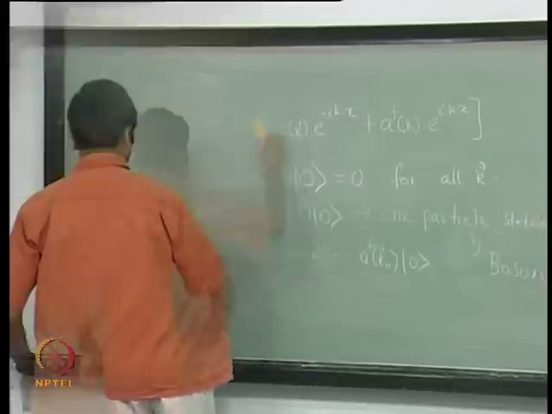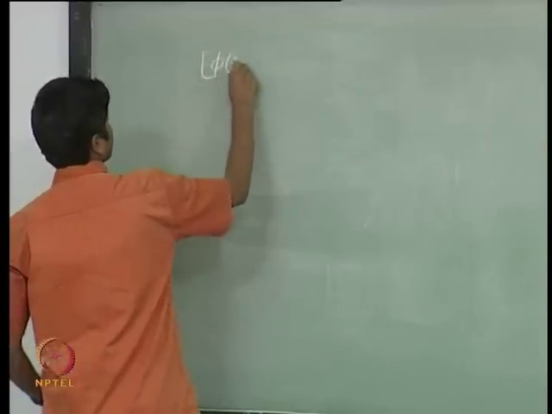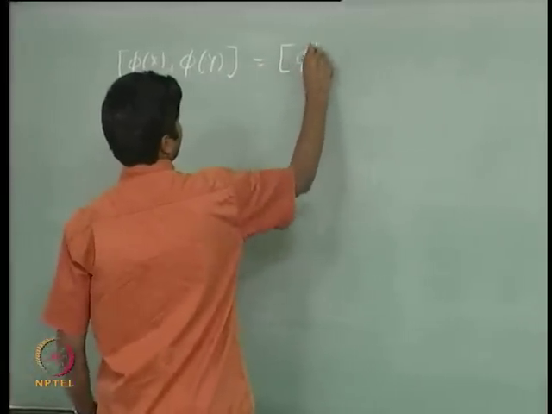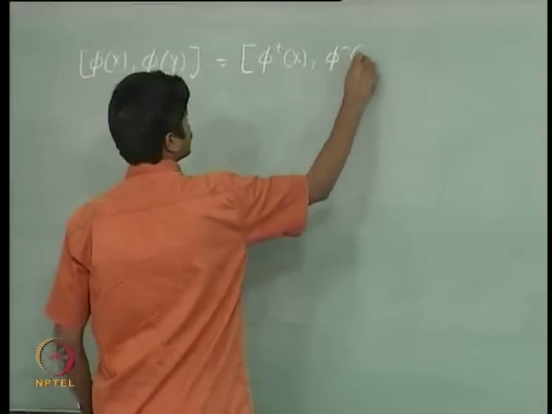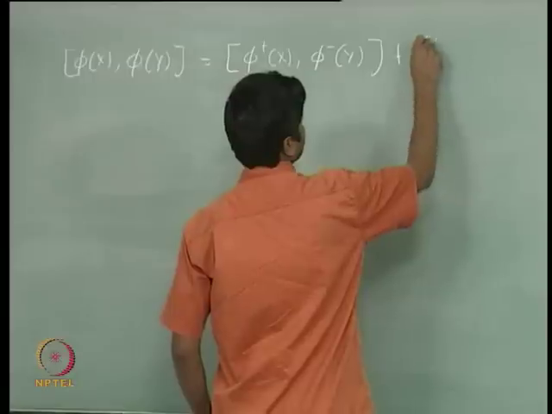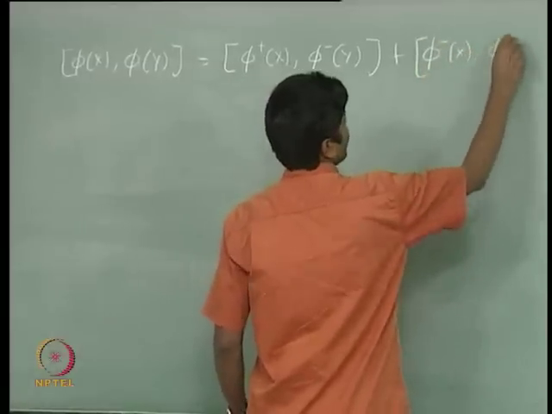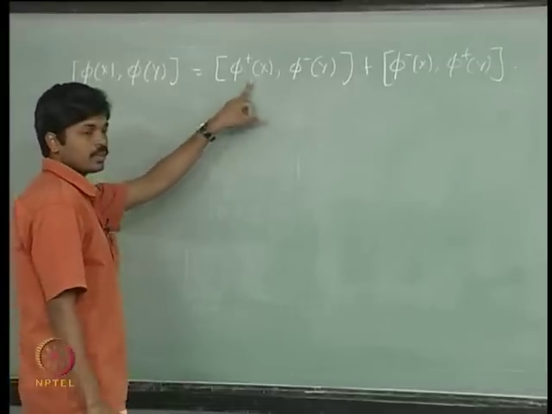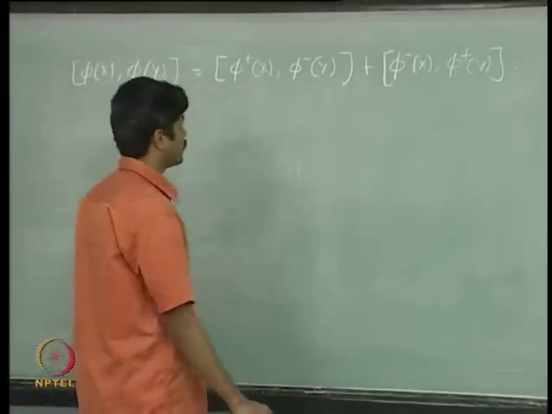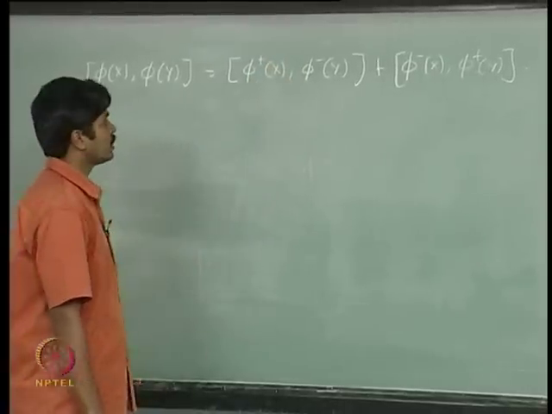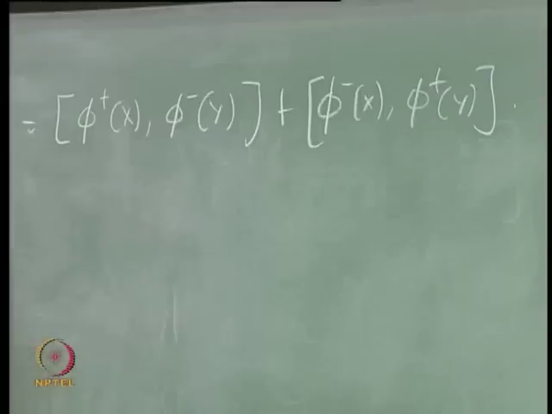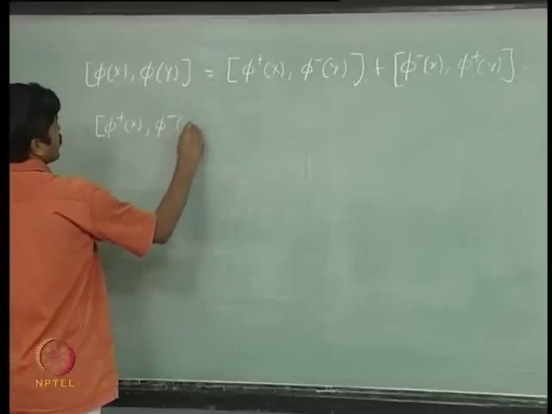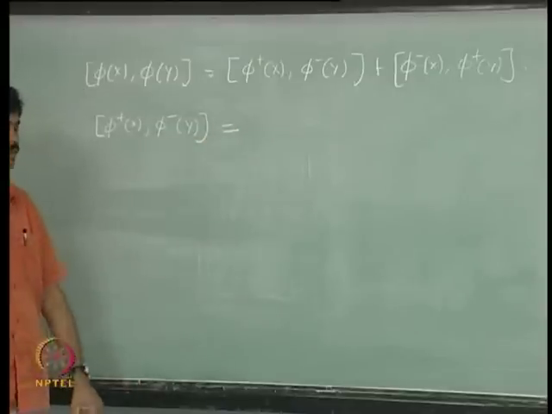When we do that, what we will get is the following. The commutator of phi of x and phi of y is the commutator of phi plus x and phi minus y, plus the commutator of phi minus x and phi plus y. If we compute the first term here, we can obviously get the second term just by interchanging x and y and a sign. So, we will first evaluate this commutator of phi plus of x and phi minus of y.